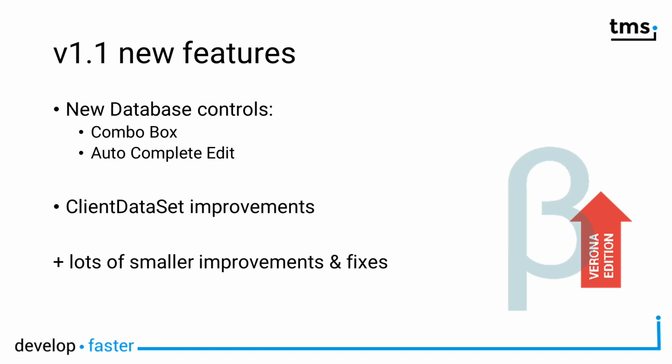We offer a brand new combo box control, and the autocomplete control that I just introduced will also be DB aware. DB aware means that you can use the TDataset control approach. We also improved the client dataset component that was already present in the last version. And finally, of course, there are lots of smaller improvements and fixes, and of course your suggestions, which we also included a lot.